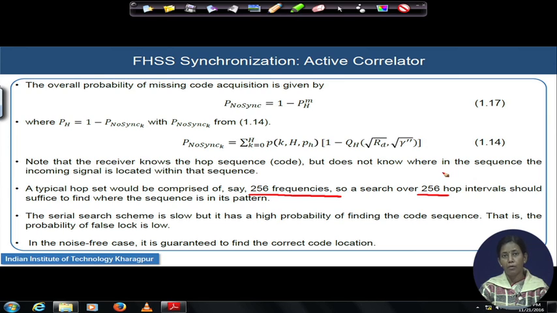So I mean the probability of the false lock will be very low, because you are serially searching all the frequencies, and you are repeating that over multiple dwell times, so the false lock is very low. Whereas in the match filter based architecture, in one shot you are trying to see all the frequency points with a typical delay, and you are trying to declare whether the synchronization is achieved or not. So your false lock probability is very high, and acquisition time is very less. In a noise free case, the serial search mechanism can give you guaranteed correct code acquisition or correct code location.